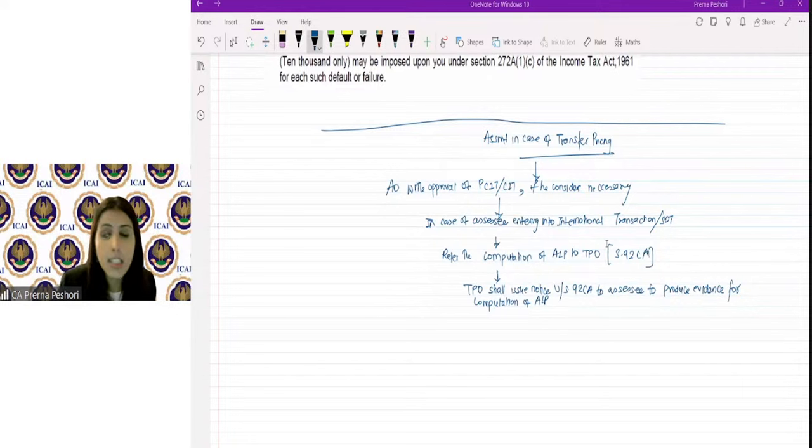In that case, the TPO will call for the transfer pricing audit report, or any other evidence or documentation which the assessee has maintained to determine the arm's length price. Are we getting that? If the assessee has not furnished the transfer pricing report, then the provisions of this chapter will apply as if the assessee has entered into international transactions. In that case, the TPO will calculate the arm's length price.